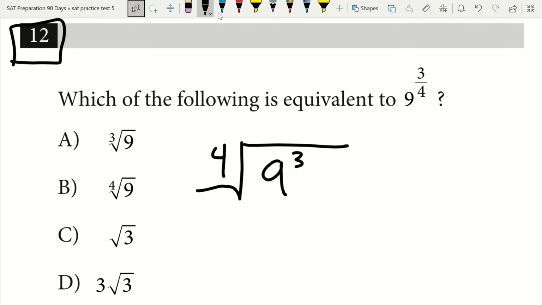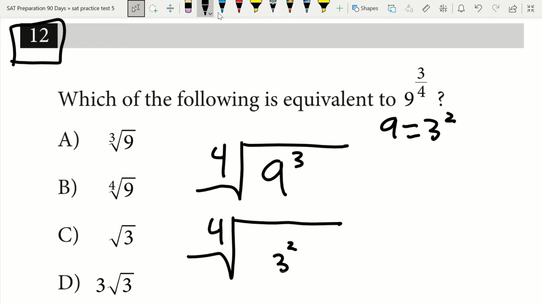Now, when we look at our answer choices, we don't have the fourth root of 9 to the third power as an option. So what we want to do is take 9, and we know that 9 is equal to 3 squared. So we put 3 squared in for 9, and we have the fourth root of 3 squared to the third power.